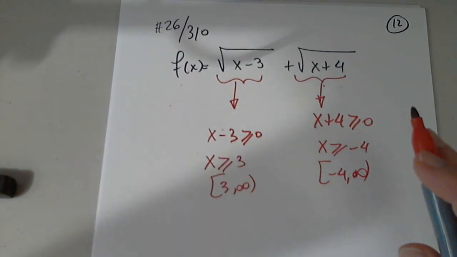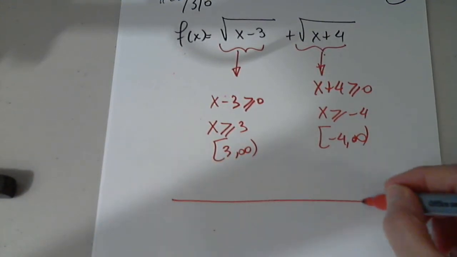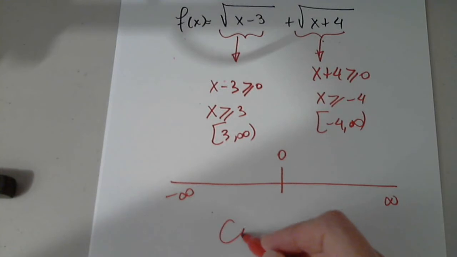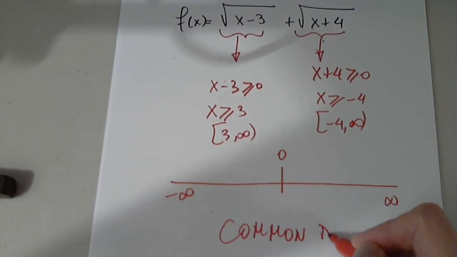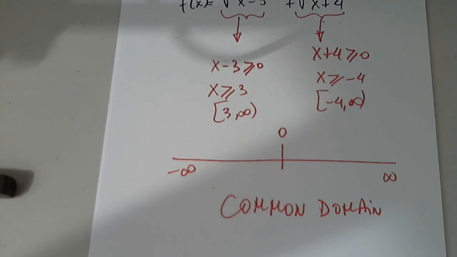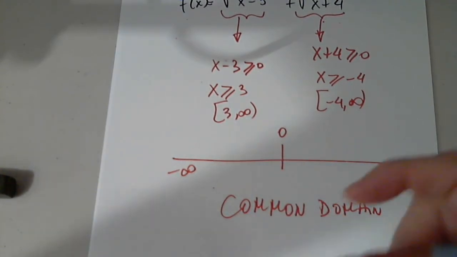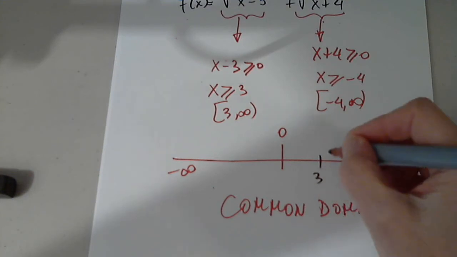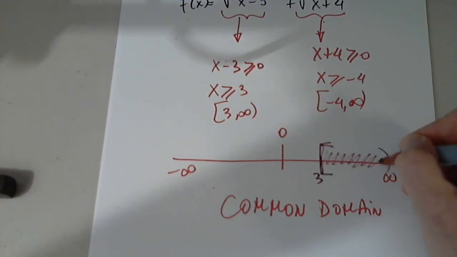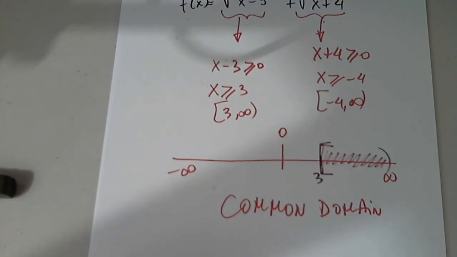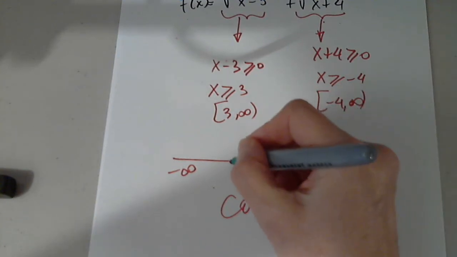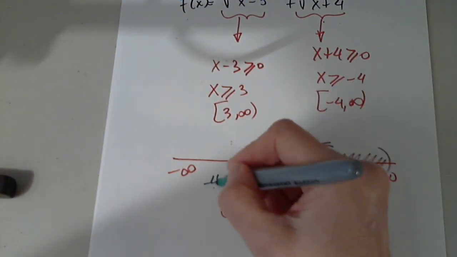Great job. Now, I will graph both because I need to find the common territory, the common domain, where they both exist at the same time. So this one is from 3, a bracket, to infinity. The other one is at -4. Notice I don't care for units. This is just helping us find the interval.